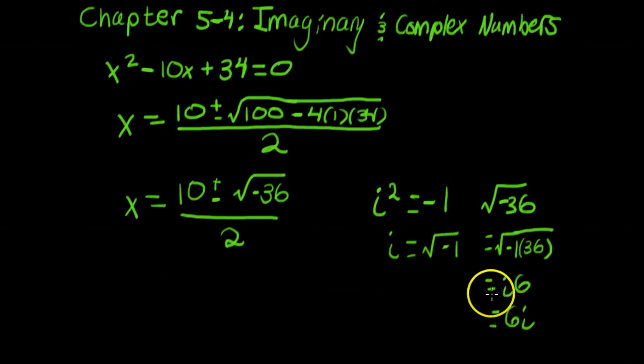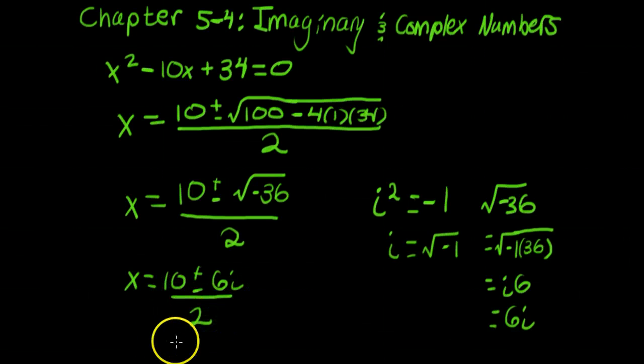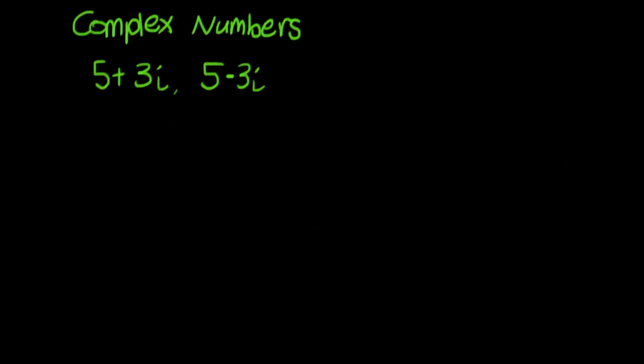Now we can use this definition to go back to this problem and solve it. We now know that x equals 10 plus or minus 6i over 2, or x equals 5 plus or minus 3i. The solutions to that equation, 5 plus 3i and 5 minus 3i, we call complex numbers.